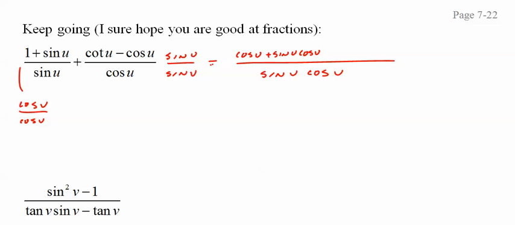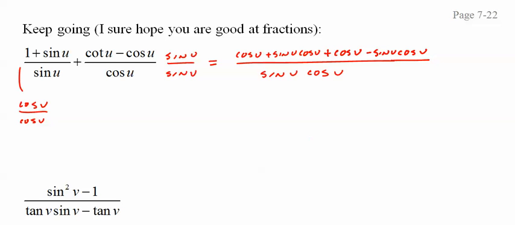A little bit OCD-ish here. Cotangent is cosine over sine. When I multiply through by sine, I'll lose the denominator and be left with cosine of u. Nothing's going to happen here. I'm just going to get a minus sine of u cosine of u.